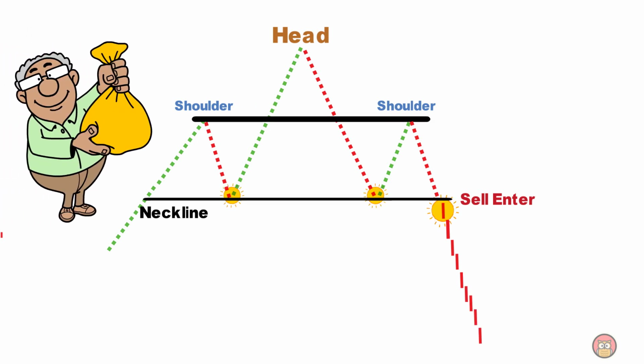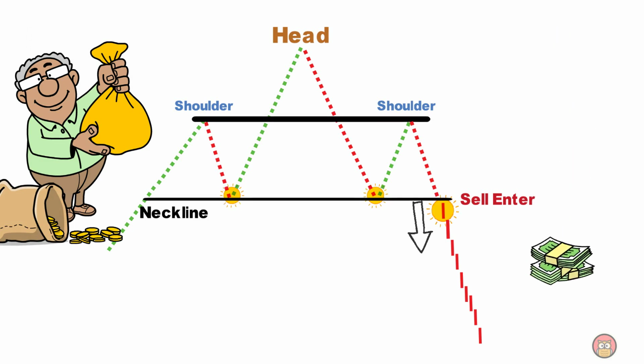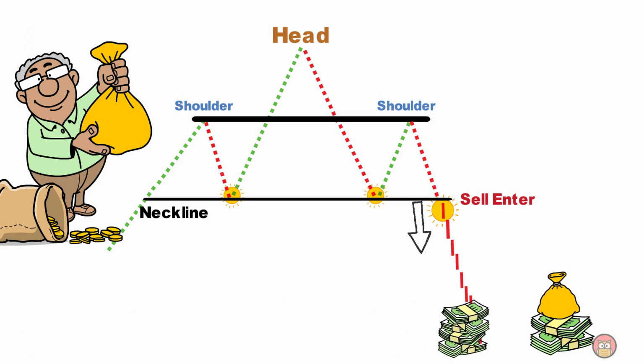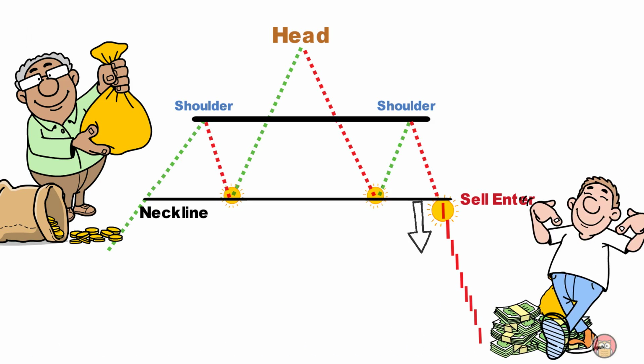The idea behind this pattern is simple. Prices rise to a certain level, but they can't break through and then start to fall. This is a signal that the uptrend has ended and a downtrend has started. If the prices break below the neckline and stay below it, it gives a strong signal that the trend has changed, and it's a good opportunity to sell and make money.